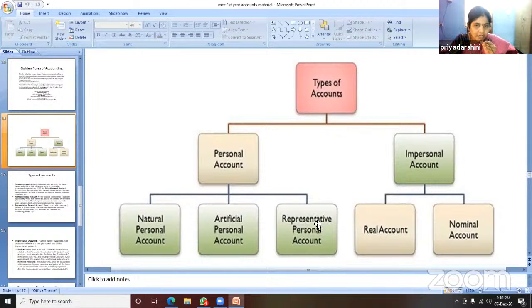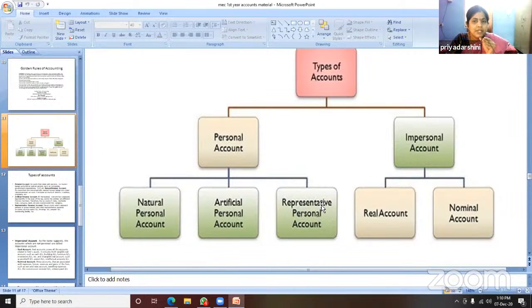Coming to the representative personal account. Representative means someone we are representing. For example, salaries payable: salaries are payable to certain persons, so we are representing some person here. Coming to the impersonal account, impersonal accounts are again of two types: real account and nominal account.